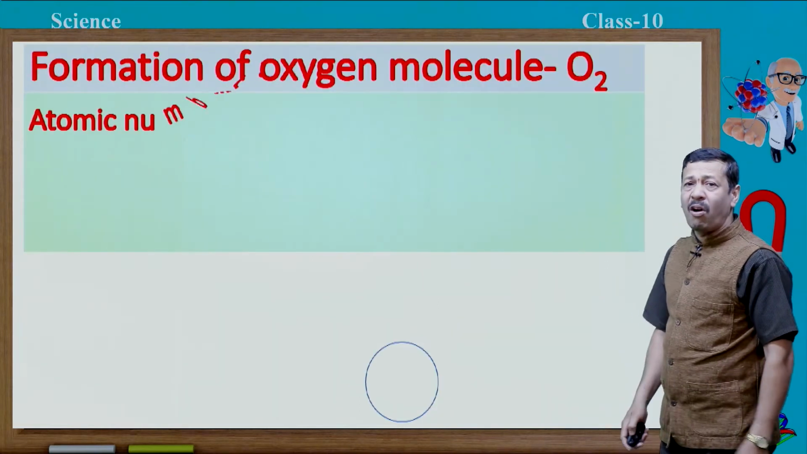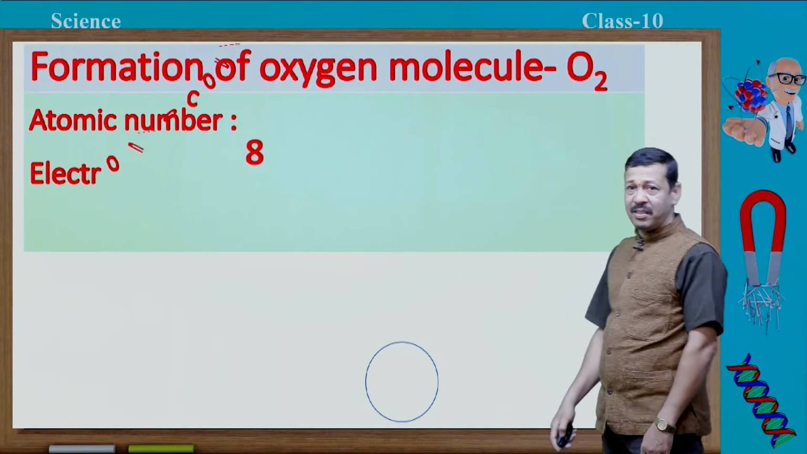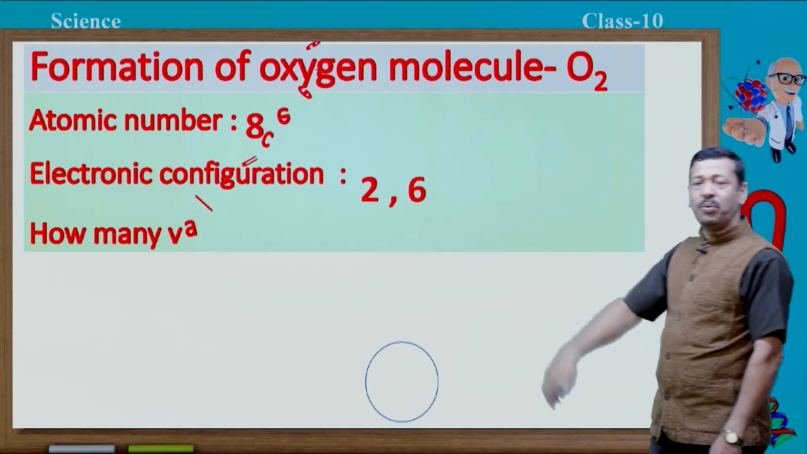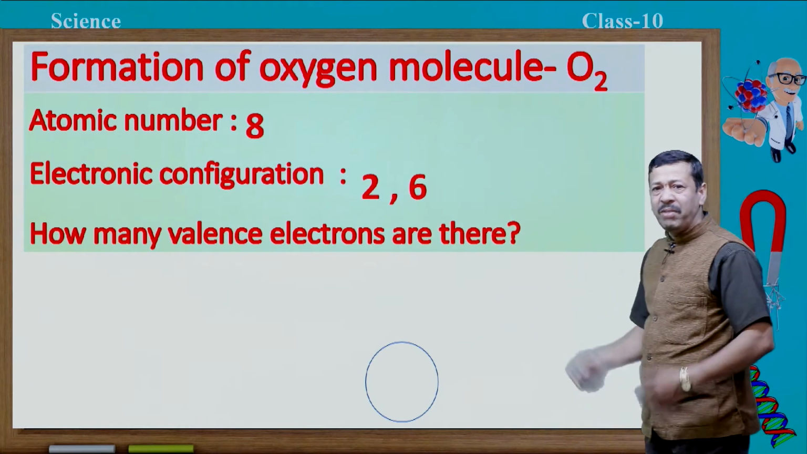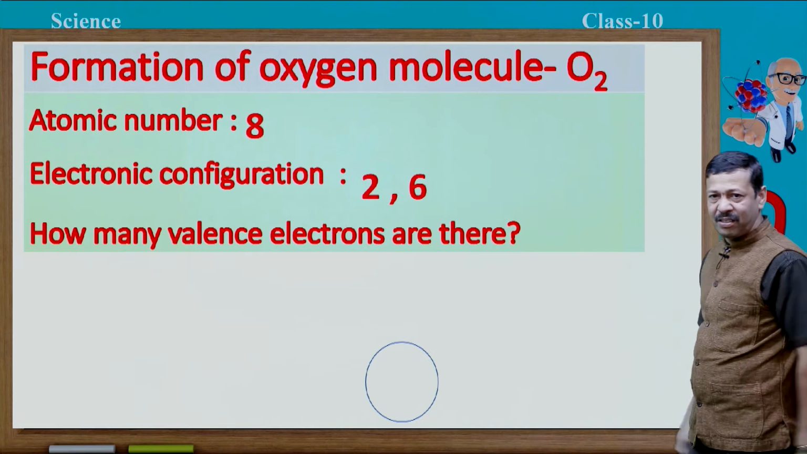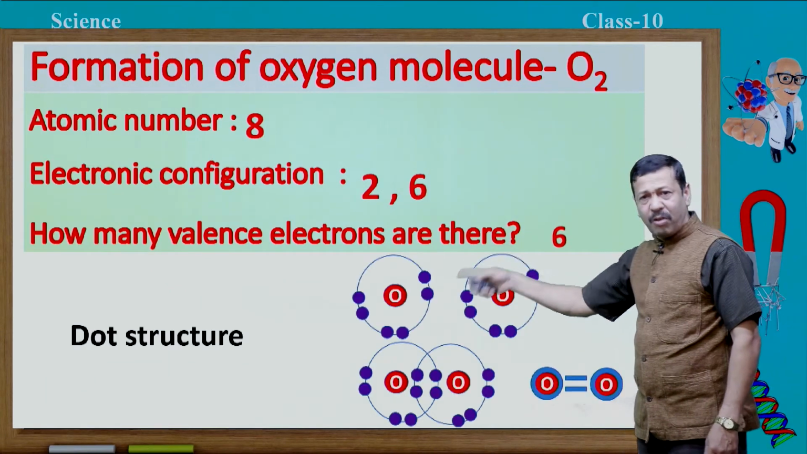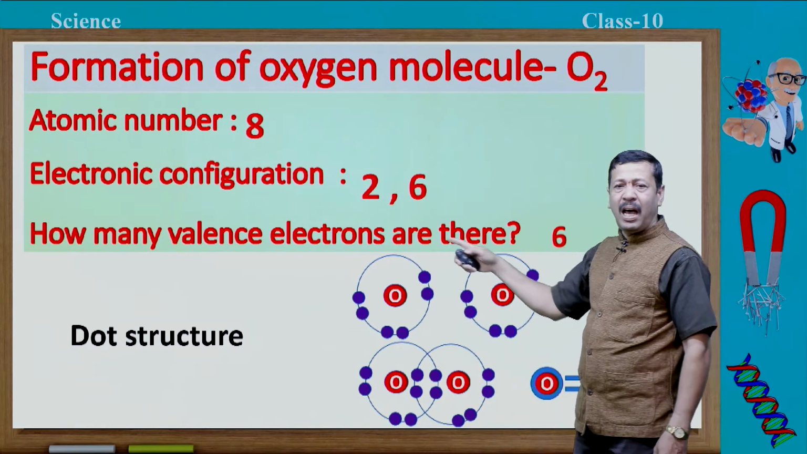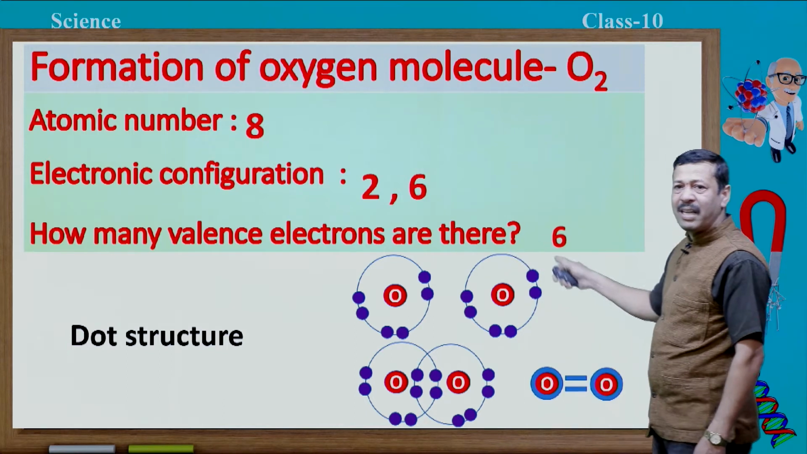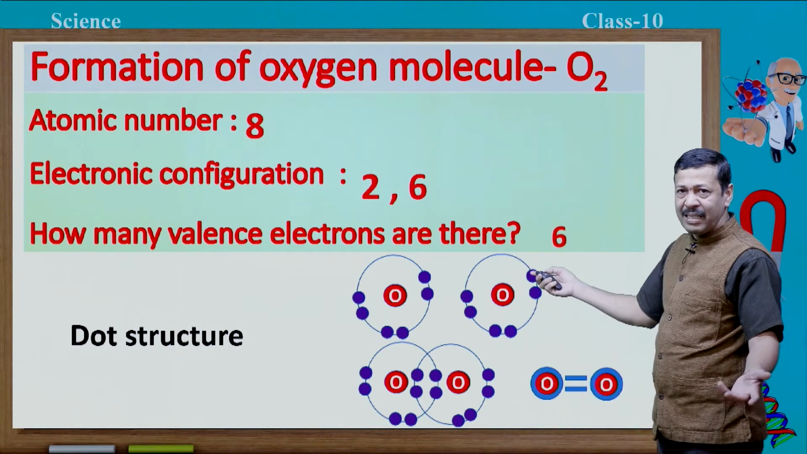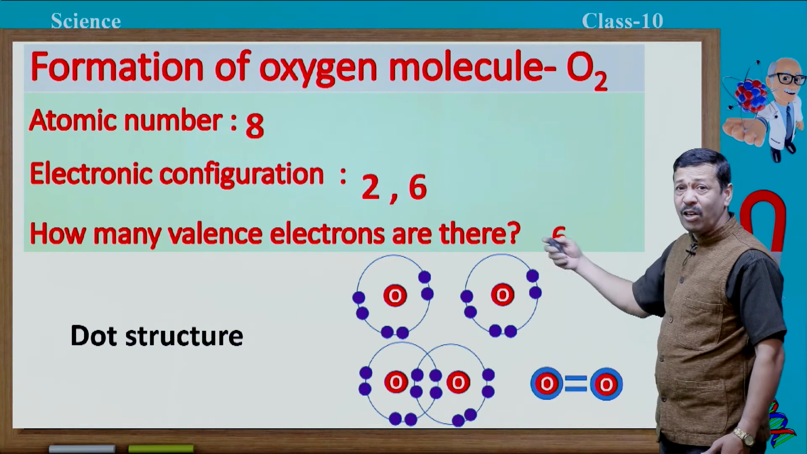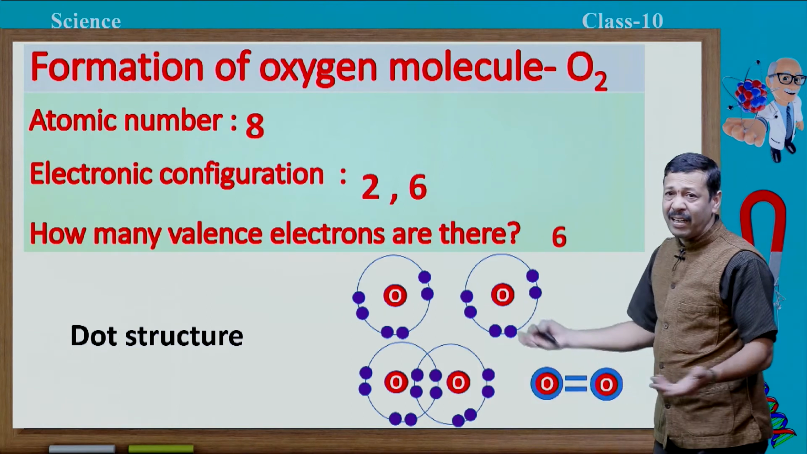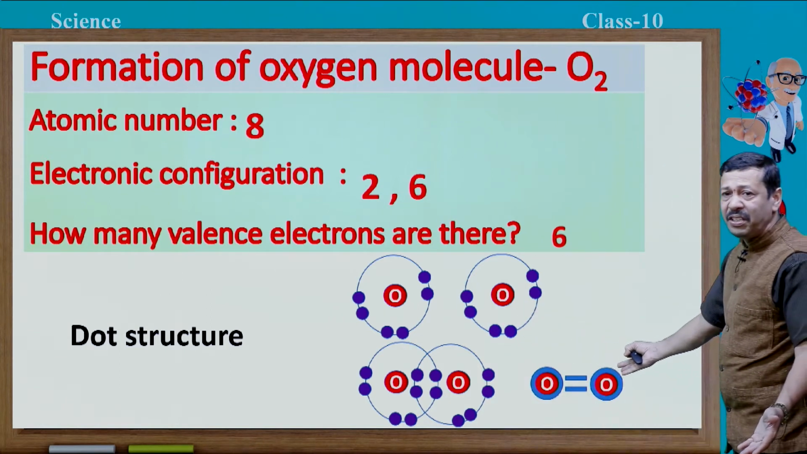The atomic number of oxygen, what is that? 8. Then electronic configuration, K shell 2, L shell 6. How many valence electrons are there? Yes, 6. So you have to write the dot structure for each oxygen. See, around the oxygen nucleus, they have 6 electrons. So valence electrons are represented. This is called the Lewis dot structure. Hence, they share 2 electrons between them, then a double bond is formed, you are seeing here, right.